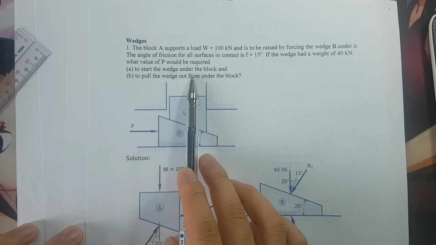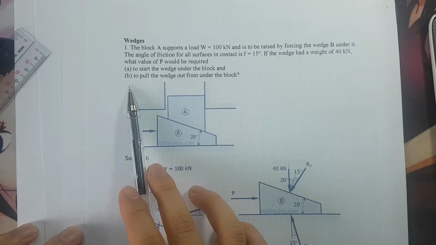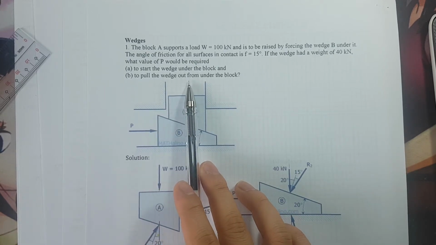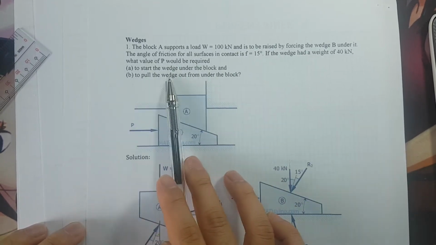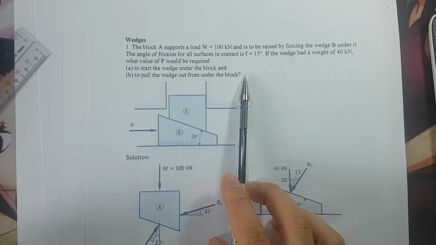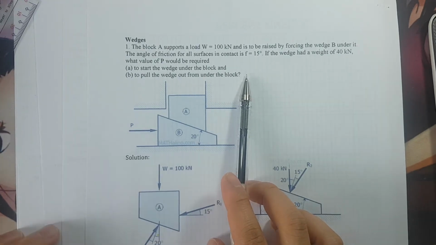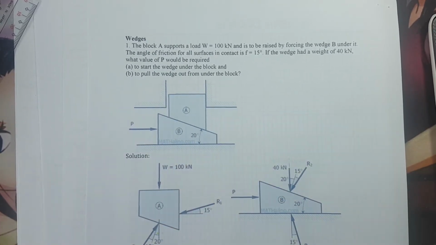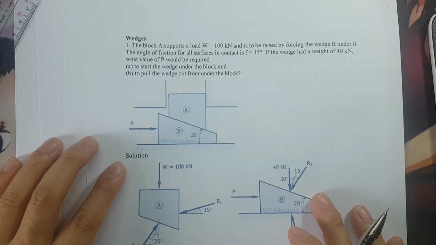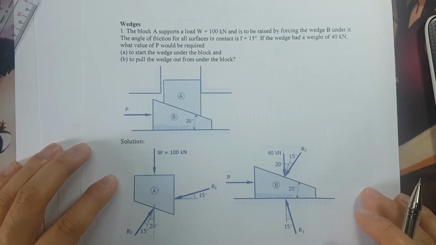A, to start the wedge under the block, and B, to pull the wedge out from under the block. For this video we're going to solve letter A, and for your activity, for your exercise or sample computation, you do letter B. Okay, so the first thing that we need to do is to draw our free body diagram.